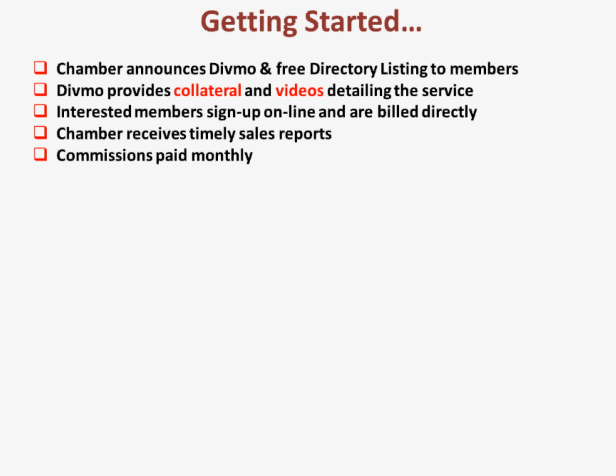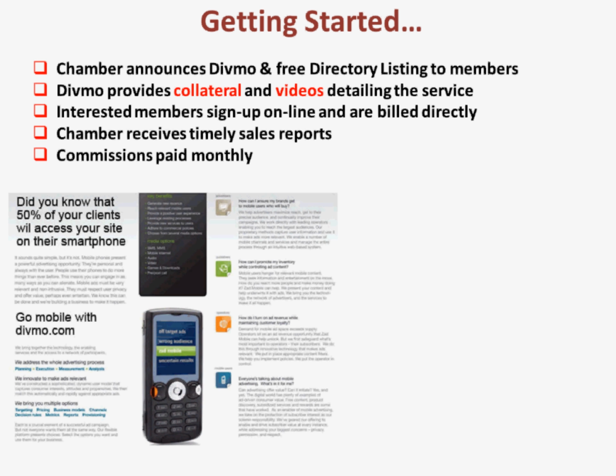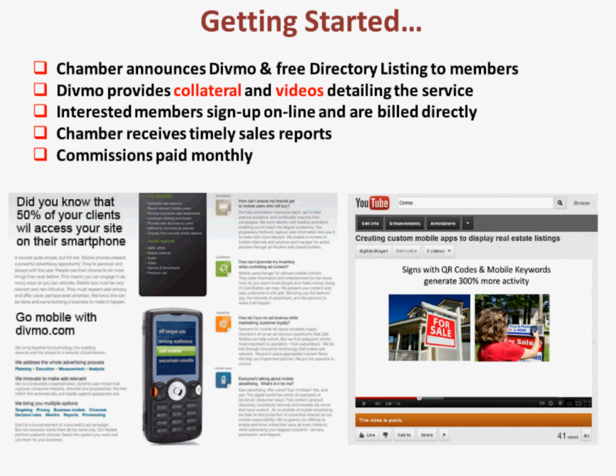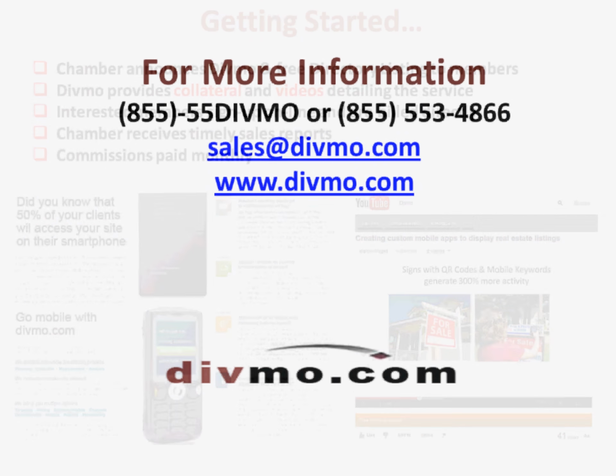Chambers announce, here's how we do it. The chamber would announce DIVMO and free directory listings to members, and then DIVMO provides collateral and videos detailing the service. The interested members sign up online and are billed directly, and then the chamber receives timely sales reports, and then we pay out the commissions monthly. So it's a real straightforward program.